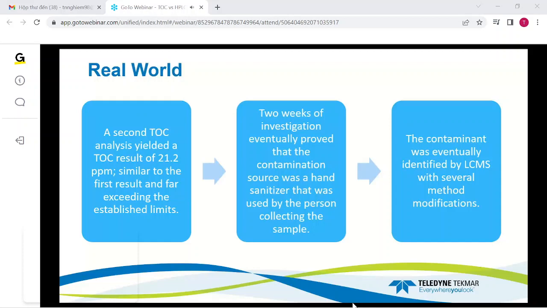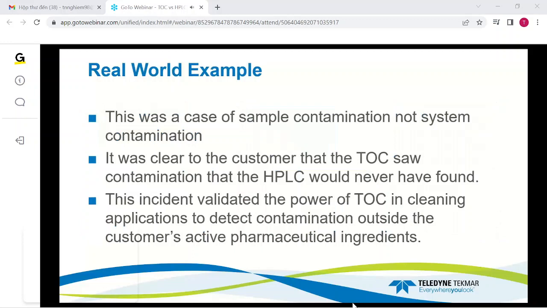After 2 weeks of investigation, it was proven that it wasn't something in their process. It was actually contamination from hand sanitizer that the person was using while collecting the sample. So that took 2 weeks of investigation, and that was identified by the LCMS with several modifications. So this was a sample contamination and not a system contamination from their vats or other things.